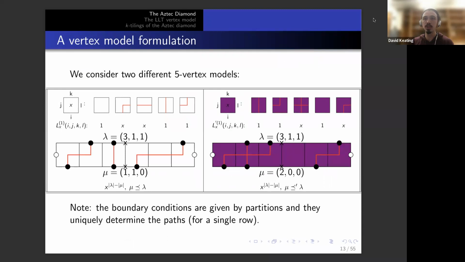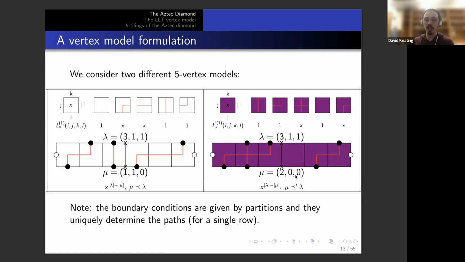So we're going to need 2 different vertex models. So the purple here is exactly the purple I showed on those rows in the previous slide. So the weights for this, it's a 5 vertex model. So locally in any face, there's only 5 allowed configurations. And you get an x whenever a path exits to the right.